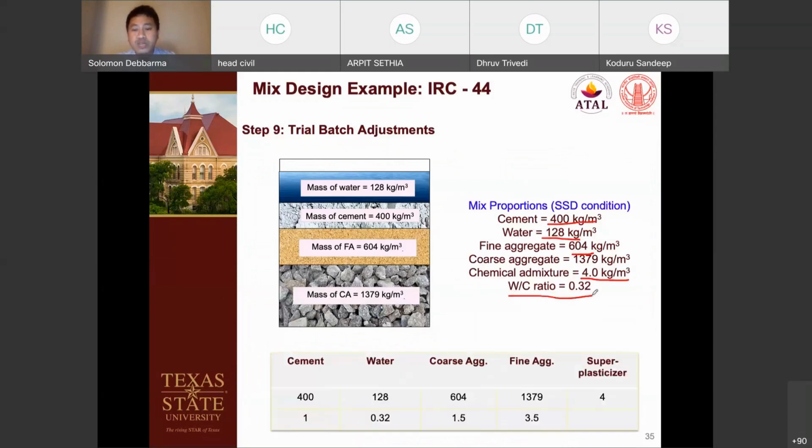So this table can be used to provide the mix design to the client. This is the cement, water, coarse aggregate, fine aggregate, super plasticizer. These values are nothing but the ratio of each material with cement. So the ratio of water to cement is 0.3, coarse aggregate to cement is 1.5 and so on.